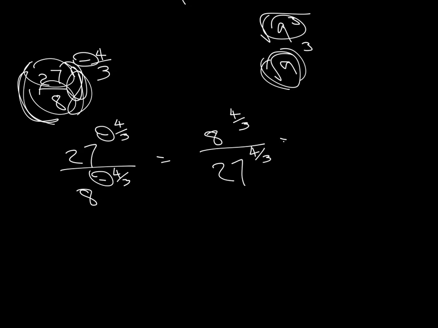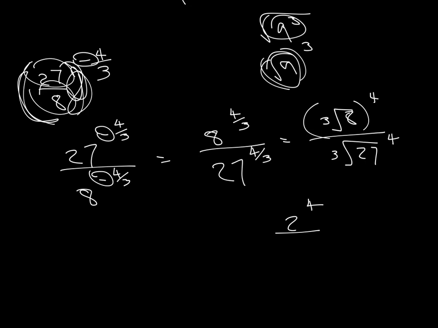Alright, so let's continue on here. Cubed root of 8 to the 4th power, cubed root of 27 to the 4th power. Cubed root of 8 is 2. Cubed root of 27 is 3. 2 to the 4th power is 16. 3 to the 4th power is 81, and that cannot be reduced. And you're done. This is going to take a little bit of time to get this down.